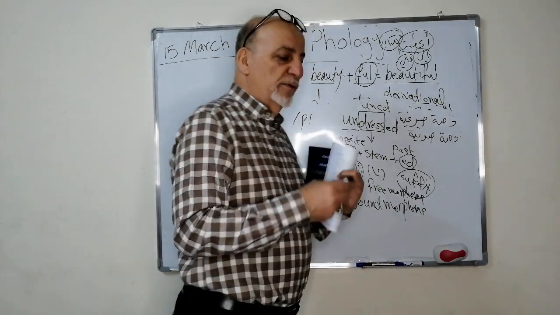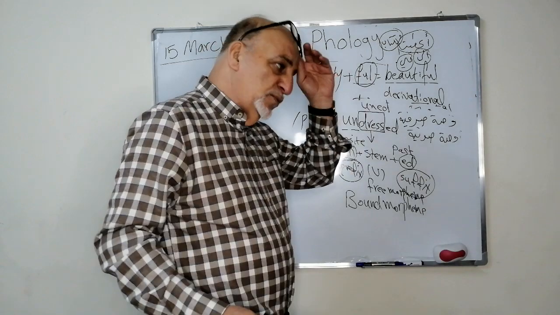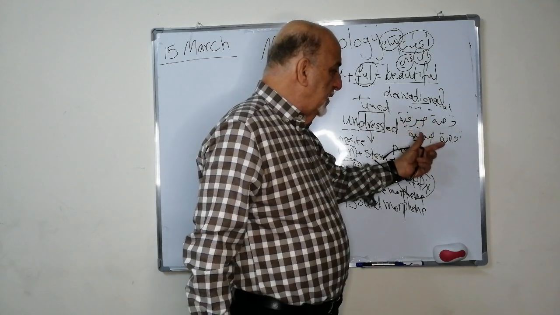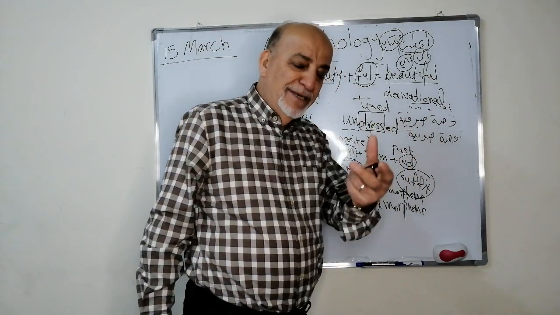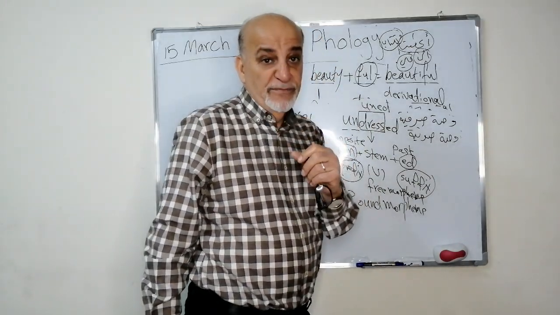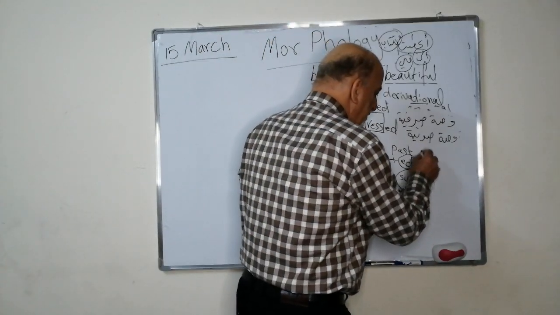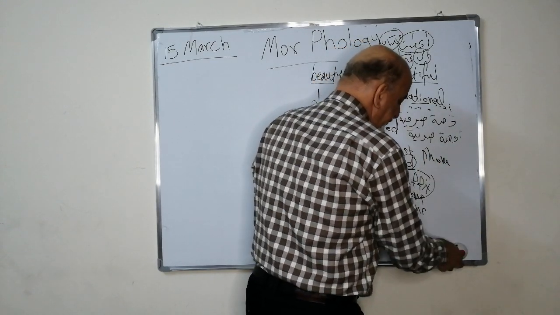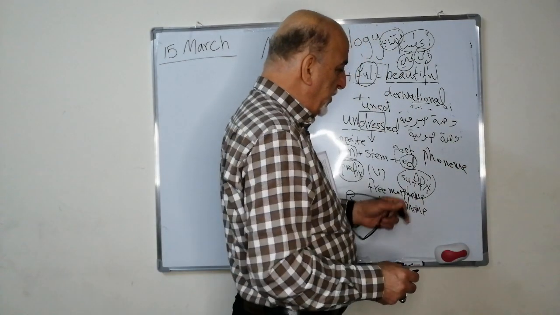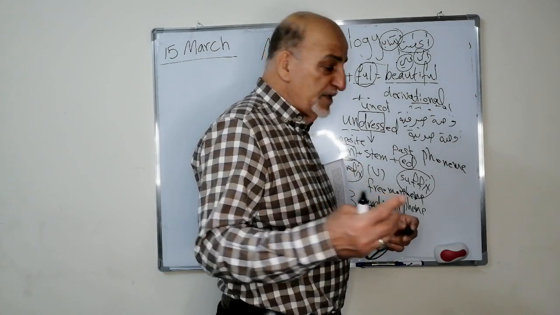Now, what is the difference between the morphological unit and the phonological unit? This is a very good question. And you have to know the distinction between the morphological unit and the phonological unit. The morphological unit means it has a meaning. If not a meaning, then it has a grammatical function. Whereas the phonological unit, which we express by the phoneme, doesn't have a meaning by itself.